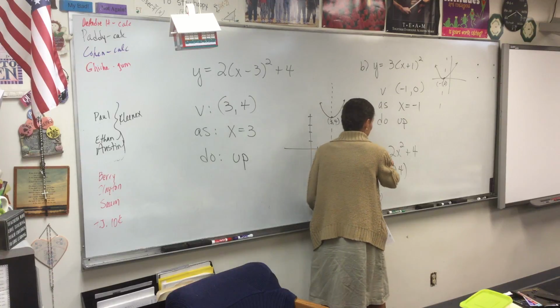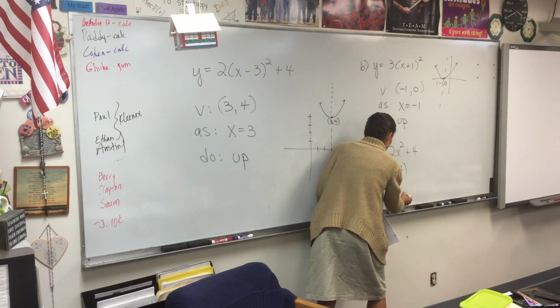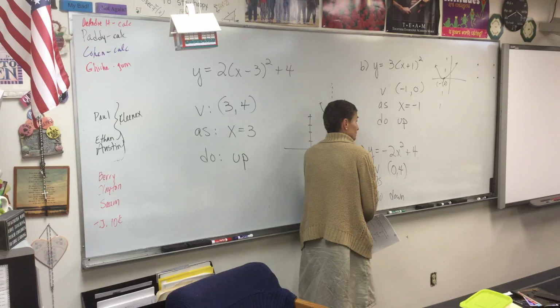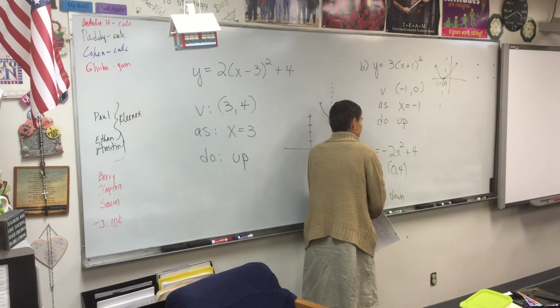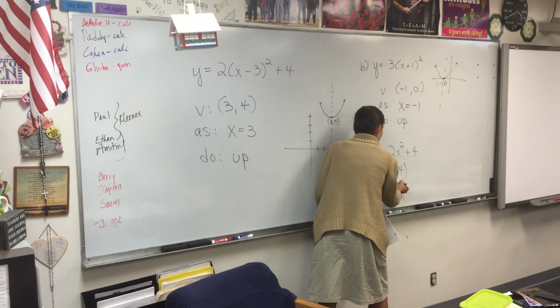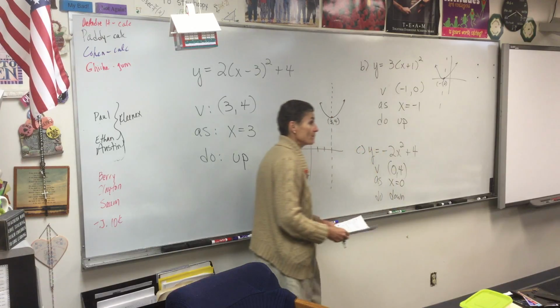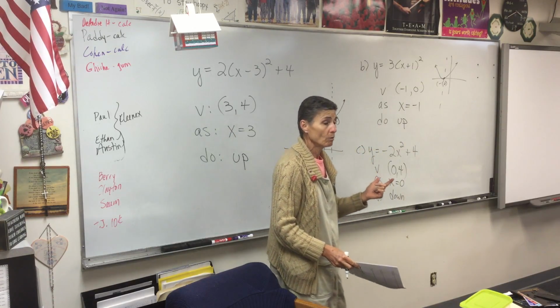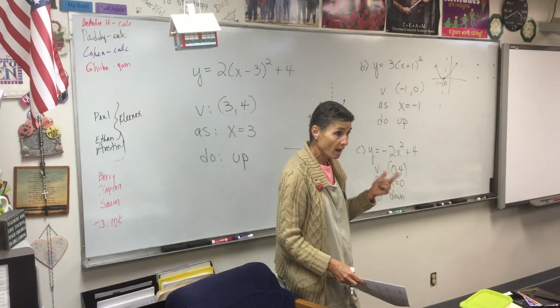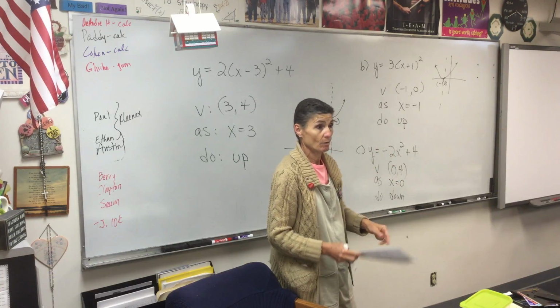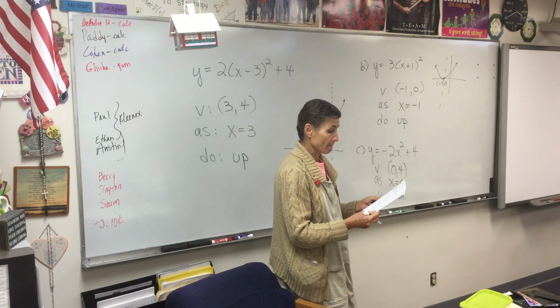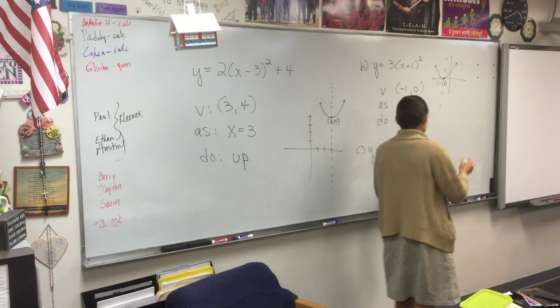Which way is it open? Down. That one's got a negative, so it opens down. What's its axis of symmetry? X equals 0. Now, if you just put 0, you're losing half credit. It's a line, x equals 0. All right, how about D?